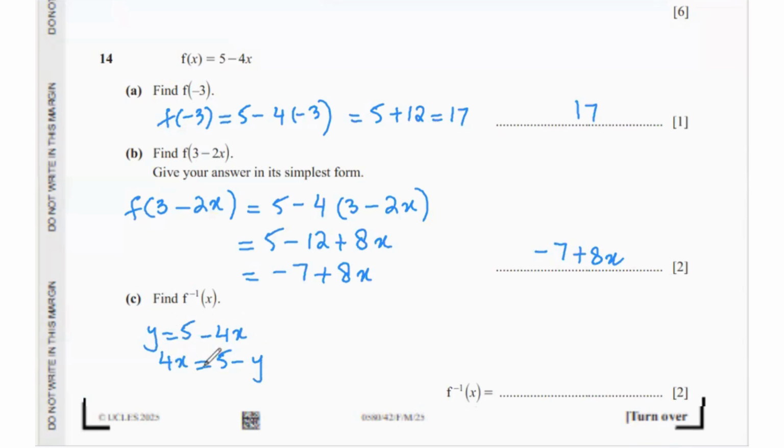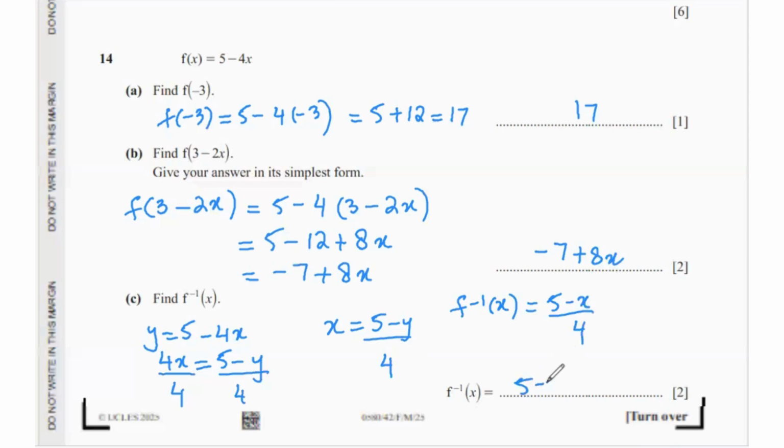So now we have 4x equals 5 minus y. Now I'm going to divide both sides by 4. So x is going to be 5 minus y over 4. Last step is to replace x with f inverse of x and y with x. So this is your inverse of the function 5 minus 4x.